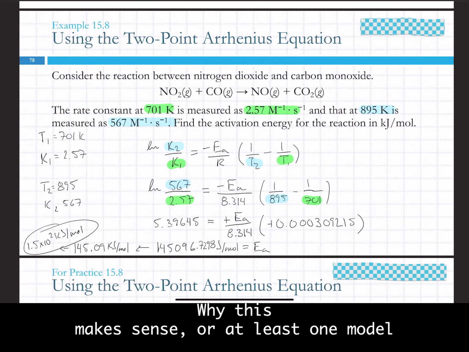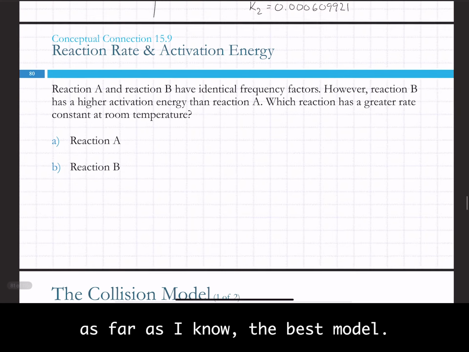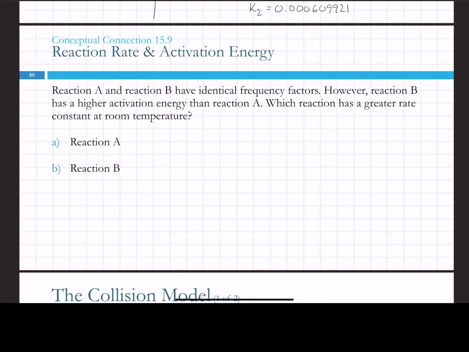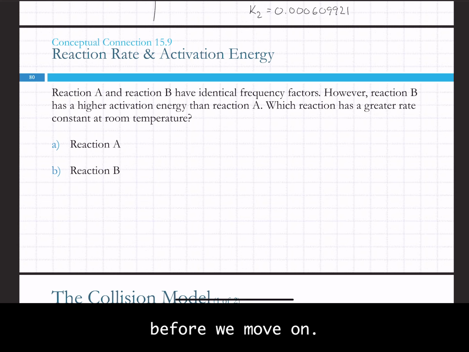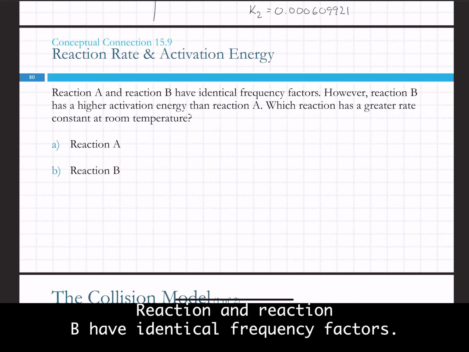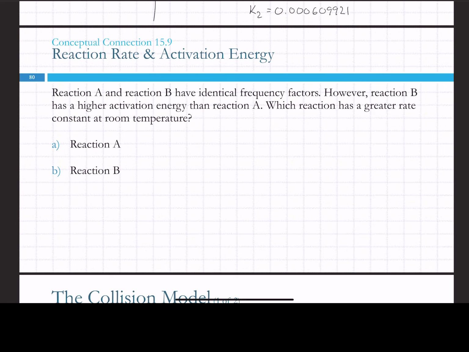Why this makes sense, or at least one model, as far as I know, the best model. But we should do this question first, before we move on. Reaction A and reaction B have identical frequency factors. However, reaction B has a higher activation energy than reaction A. Which reaction has a greater rate constant at room temperature?